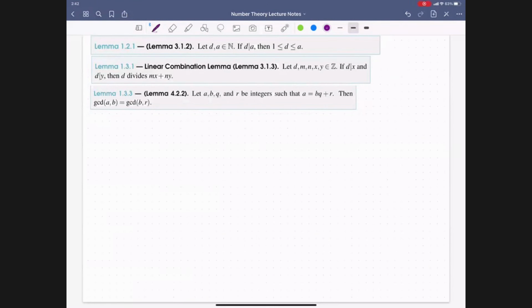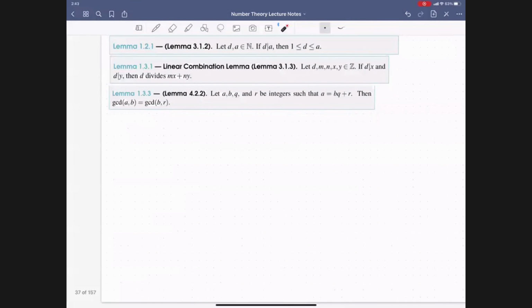So let's move on. In order to prove the Euclidean algorithm, the key lemma is this Lemma 1.3.3, which tells us that if we have integers a, b, q, and r, such that a is equal to bq plus r, then it turns out that the GCD of a and b is equal to the GCD of b and r. So what does this mean? Just to give you some motivation of how this is going to be used in the final argument.